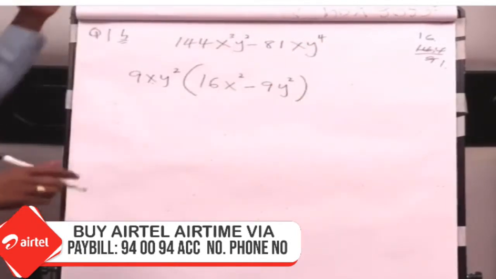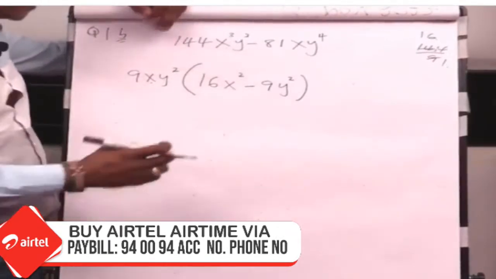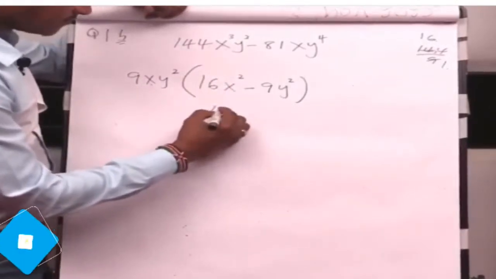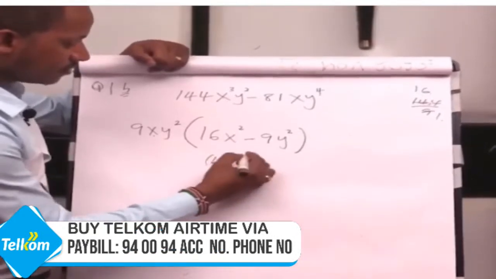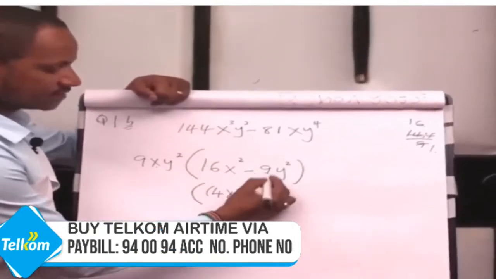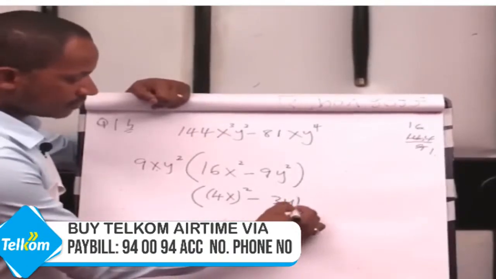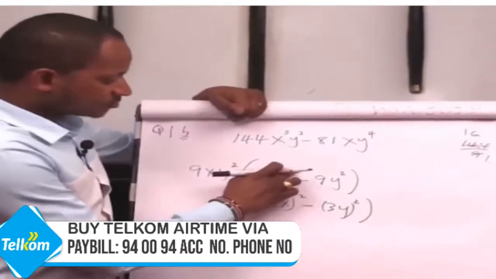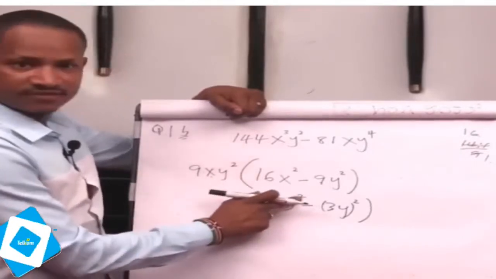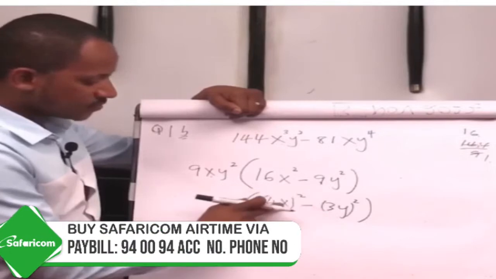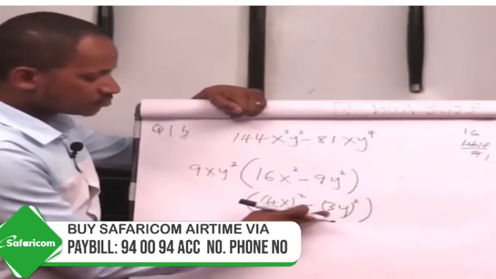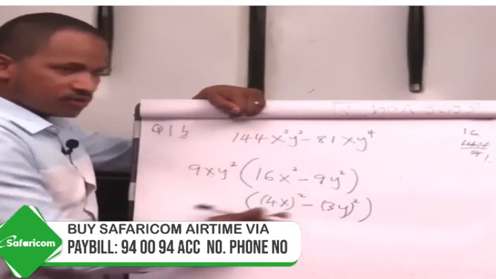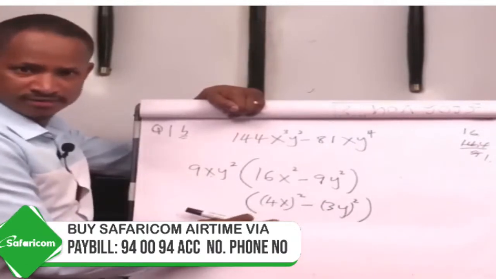So from here, you can see something very familiar in this bracket. You see 16x squared minus 9y squared. 16x squared can also be written as 4x everything squared, so 4 squared is 16, x squared is x squared. 9y squared can also be written as 3y everything squared. So when you look at this, we remember something called a difference of two squares.